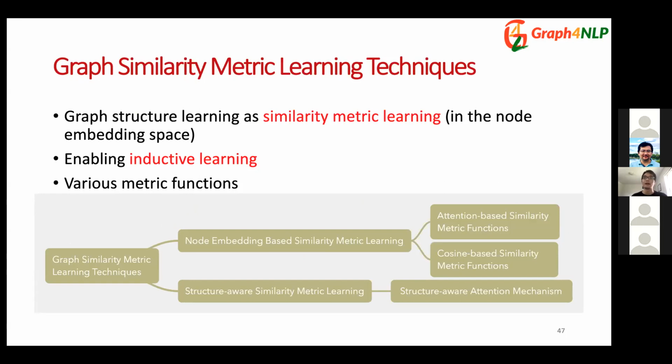It can enable inductive learning because once the similarity metric is learned, one can apply it to unseen nodes to learn a graph. This is important for many NLP applications because we want to learn a new graph for each new text example. Various metric functions have been proposed by previous works, and we group them into two categories. One is node embedding based similarity metric learning, and the other is structure-aware similarity metric learning. Next, I will introduce each of them.